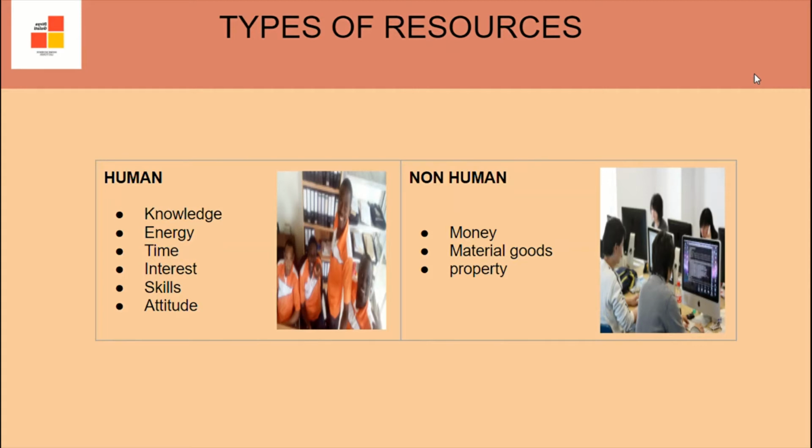Non-human resources. Money: this resource is not equally distributed in society. It is a limited resource and must be spent judiciously. Material resource: space, furniture, clothes, stationery, food items, etc. All people require them to carry out various activities in their life.